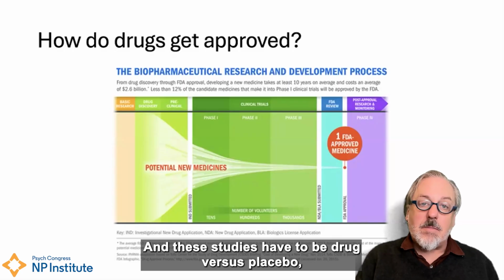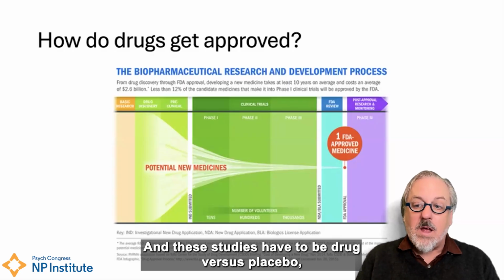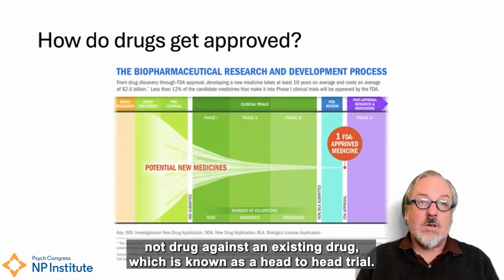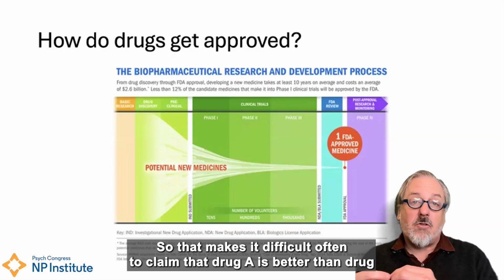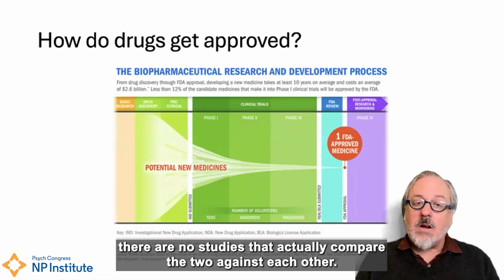And these studies have to be drug versus placebo, not drug against an existing drug, which is known as a head-to-head trial. So that often makes it difficult to claim that drug A is better than drug B, because often there are no studies that actually compare the 2 against each other.